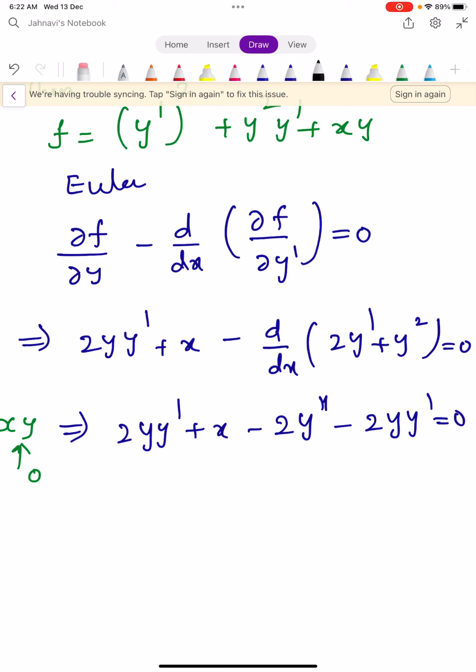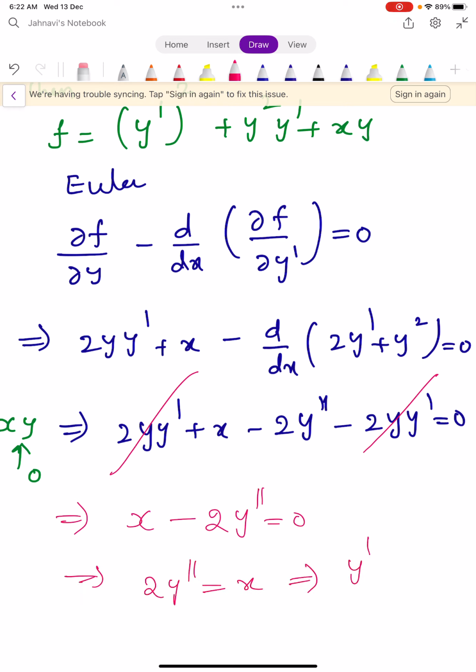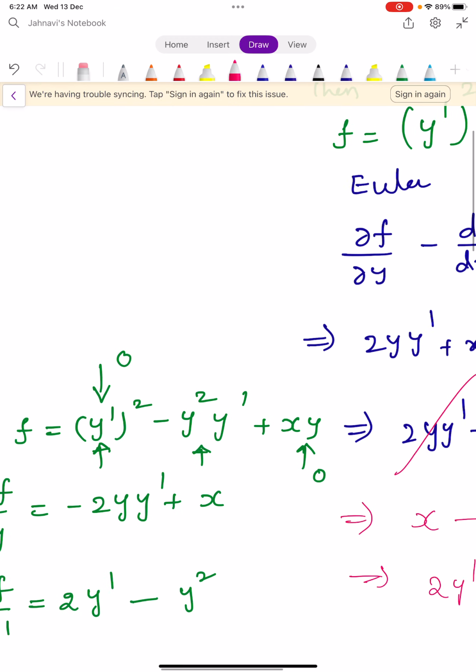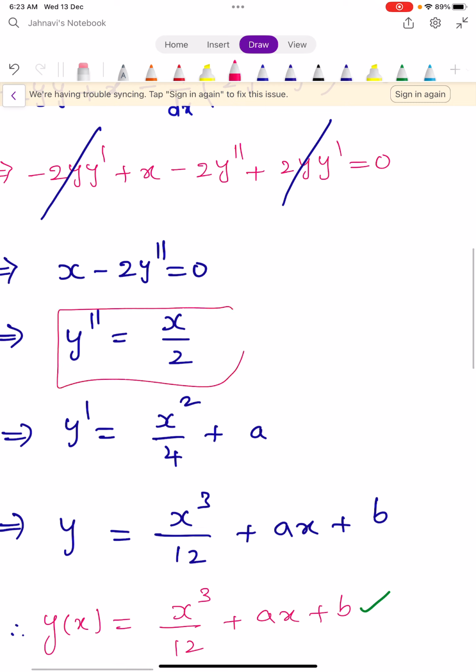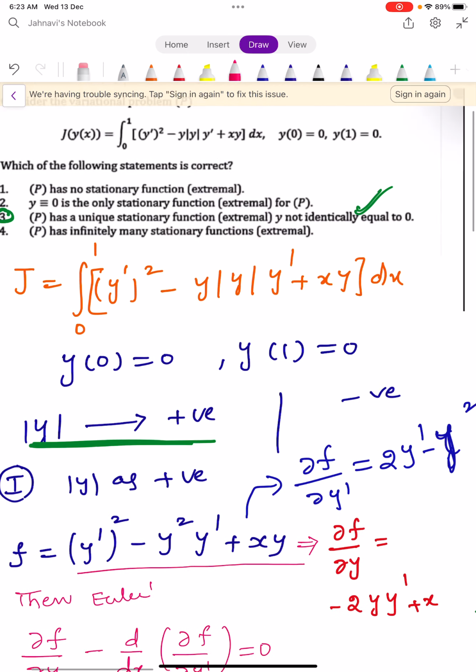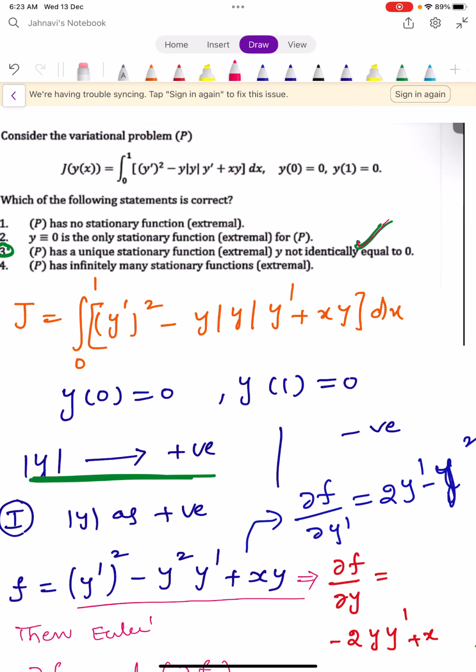Again you observe that the first term and last term are the same with opposite sign, so they get cancelled. x minus 2y double dash is equal to 0. You get 2y double dash is equal to x, so y double dash is equal to x by 2. I think you get the same equation in the first case also. So whenever mod y is either positive or negative, we get the same solution and it has a unique solution. That's it. And the unique solution is not equal to 0 also. So option 3 is the correct option.